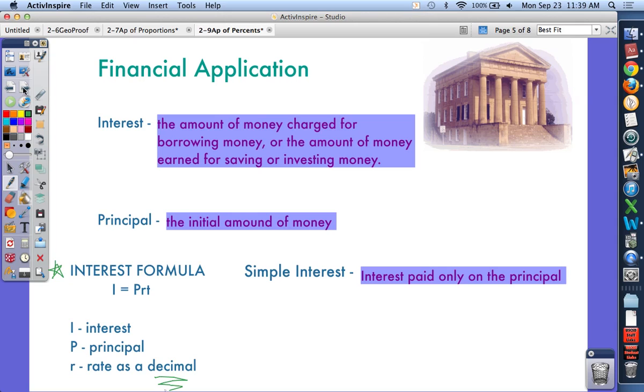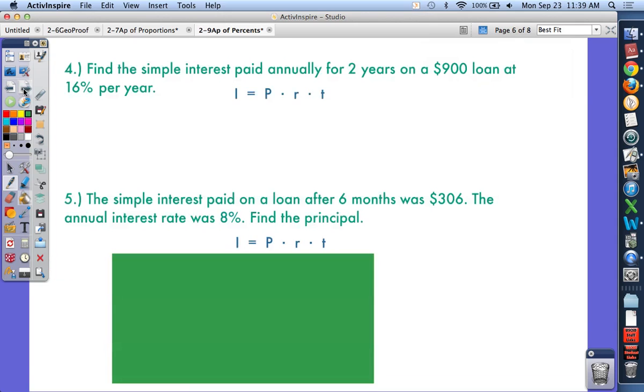So for example 4, I want you to find the simple interest paid annually for 2 years on a $900 loan at 16% per year. I like to start by setting up all my letters over here and seeing what I have. When I hit this 2, what does this represent? Well, find the simple interest paid annually for 2 years. That's my time. And T must be in years. So you must have time in years.